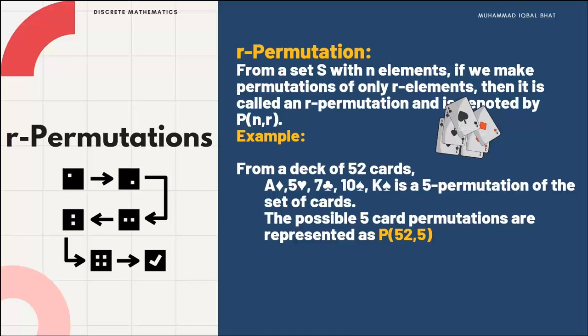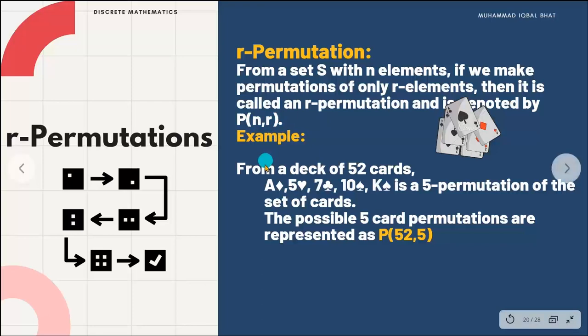Then another nature of this problem is the R permutation. So while creating a permutation, if we are given a set with n elements, either we can take a permutation of all the n elements as in the previous example, or we can choose a subset of these elements. So from a set S with n elements, if we make a permutation of only R elements, where R is less than n, then it is called an R permutation, and we denote it by P with n, R. There are other notations as well, where n is written at the top left corner of the P and R is written at the bottom right corner of P. So these are different ways of representing these permutations, but this is the most adopted notation, P(n, R). It means a permutation of n objects taken R at a time.